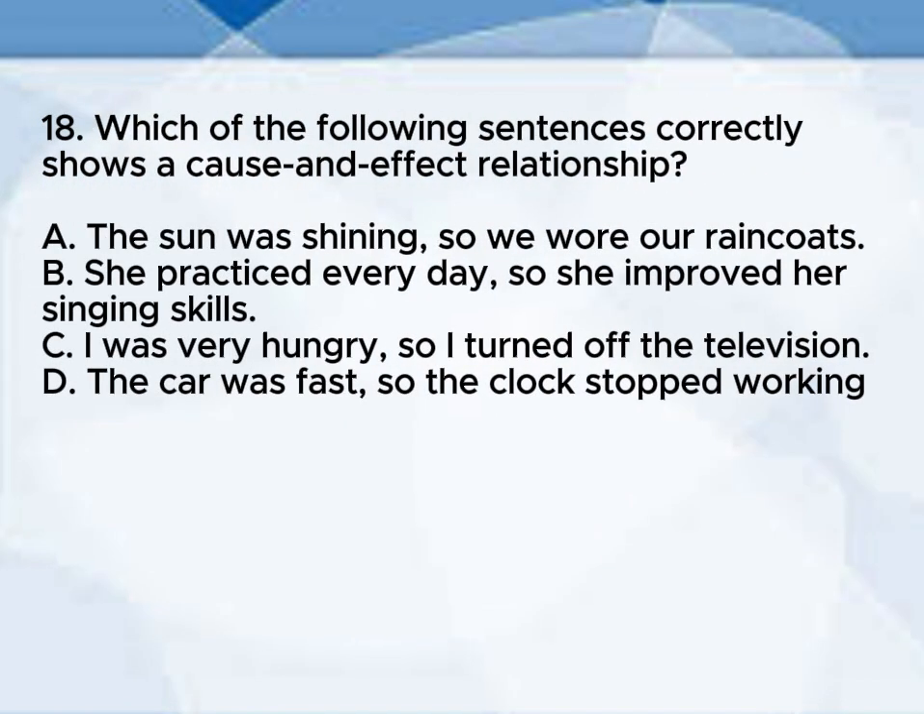Which of the following sentences correctly shows a cause and effect relationship? A. The sun was shining, so we wore our raincoats. B. She practiced every day, so she improved her singing skills. C. I was very hungry, so I turned off the television. D. The car was fast, so the clock stopped working.